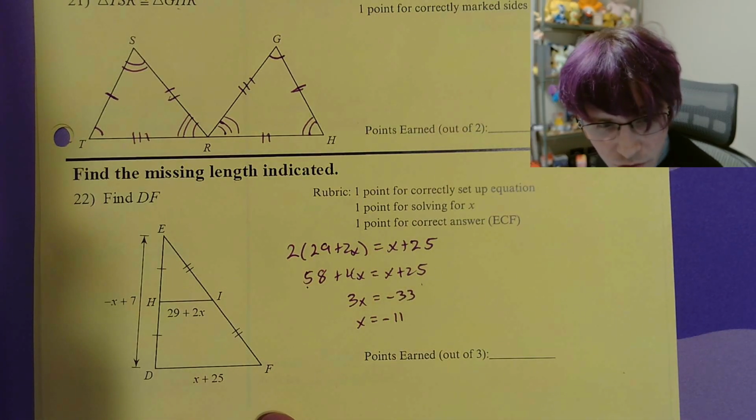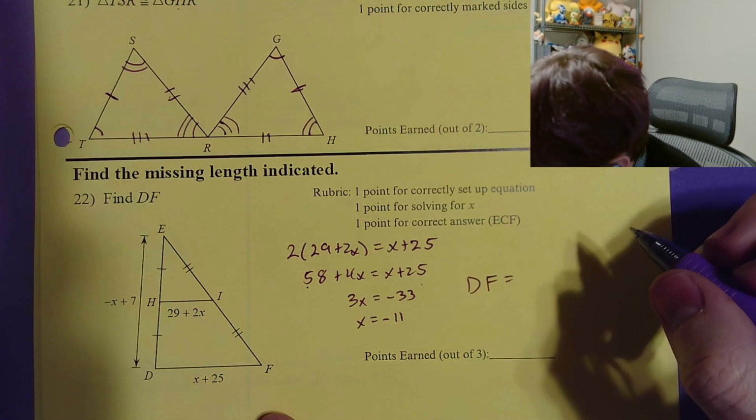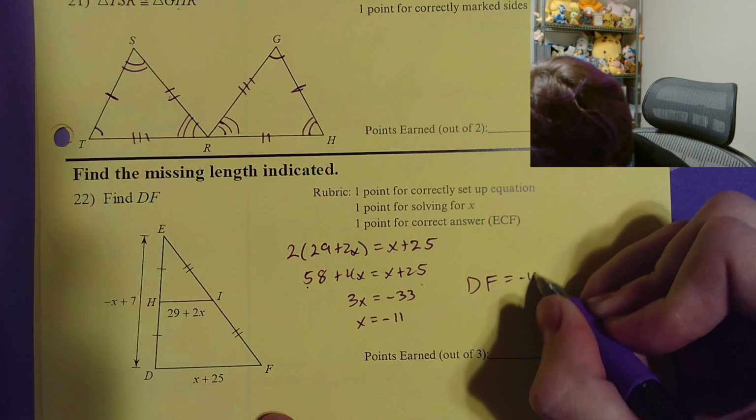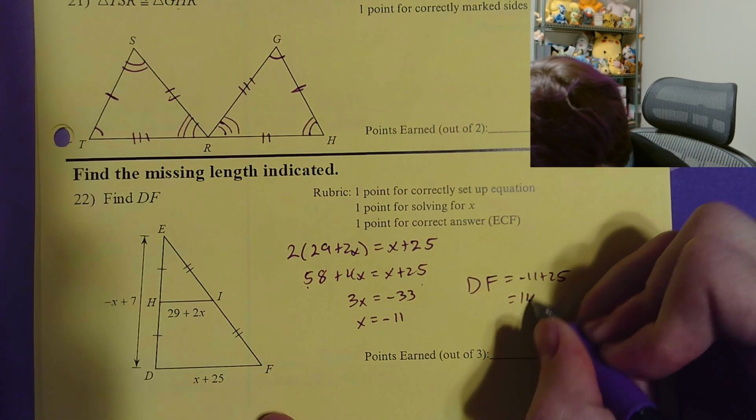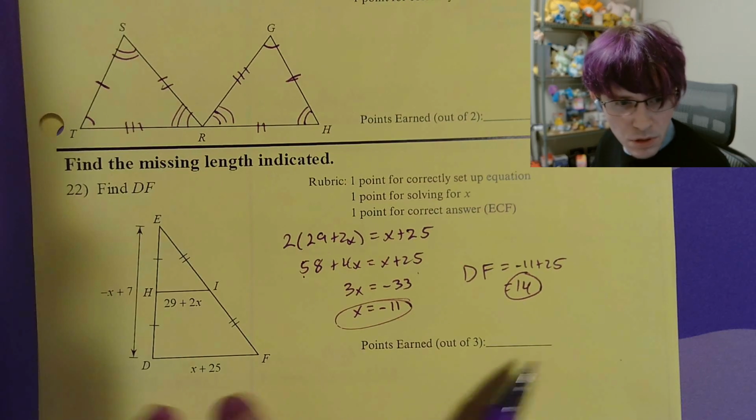Last but not least, it says find DF. DF is going to be equal to, what is that going to be? Negative 11 plus 25 is going to give you 14 as your final answer. Anyways, make sure you actually solve for x. I apologize, I didn't put a little box down there.